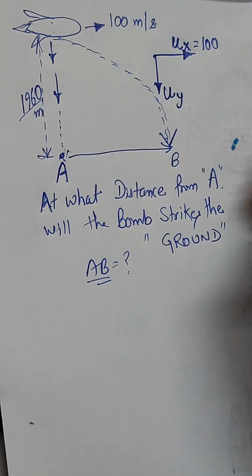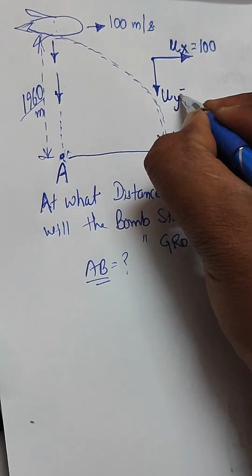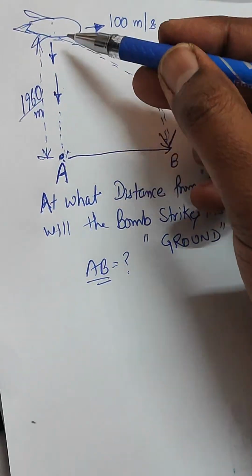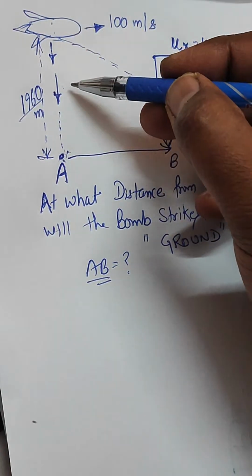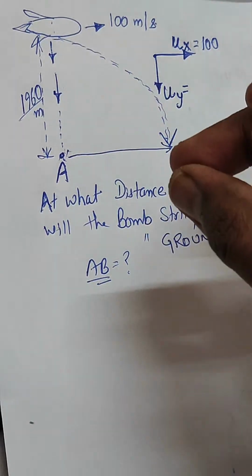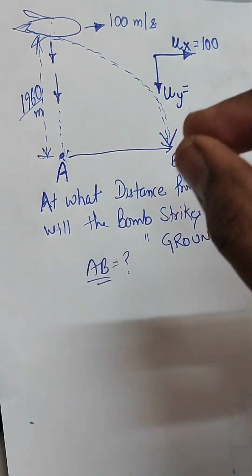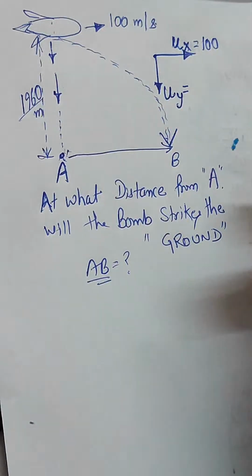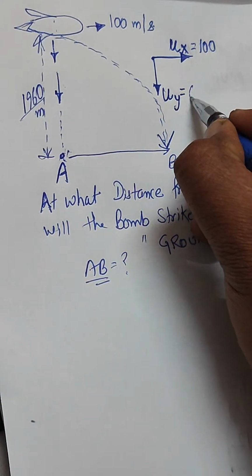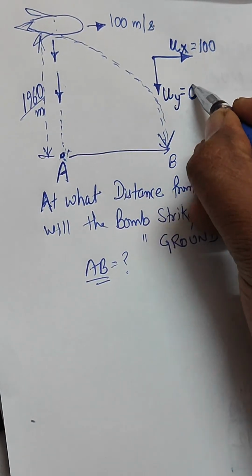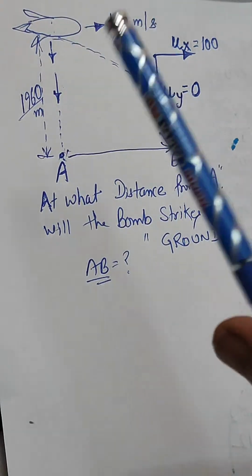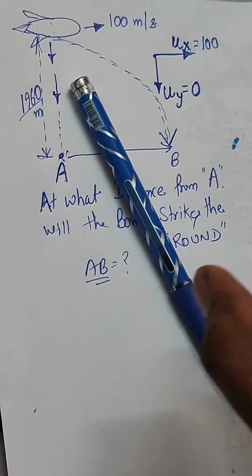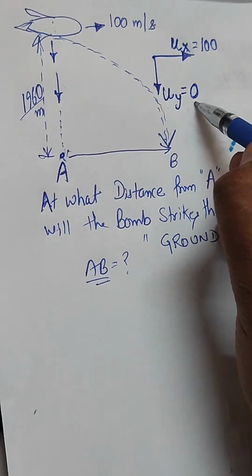And if you consider the initial velocity in the vertical y direction, it will be equal to how much? The question says the bomb was released from the aeroplane, just dropped, not forced. So the initial velocity in the vertical direction will be zero, isn't it? Because you are just dropping it like this.